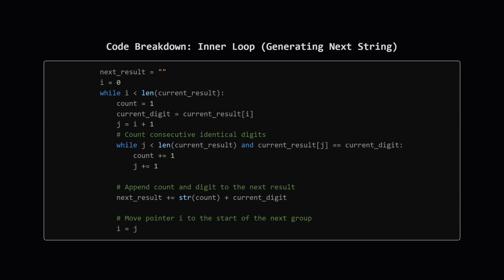Once the digits stop matching or we hit the end of the string, that inner loop finishes. We then append the count, converted to a string, and the current_digit to our next_result. Finally, and this is important, we move our main pointer i directly to where j stopped. This skips over the digits we just counted, putting us right at the beginning of the next group.